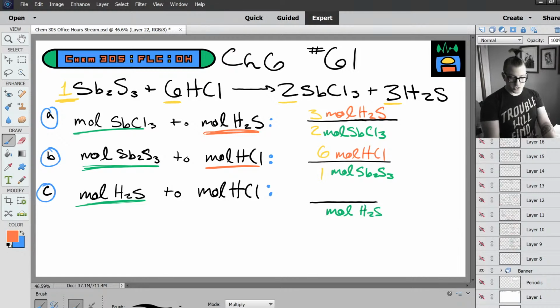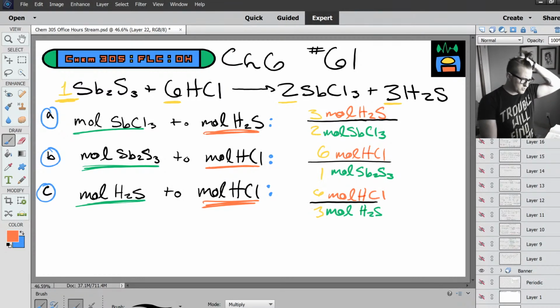And then what we're converting to goes up in the numerator. And then the numbers we pull out of our chemical equation. Whoops, not 2. 3 moles of H2S are produced. Three moles of H2S are produced from 6 moles of HCl. All right, Kate, so molar ratios are present between molecules and products between them.